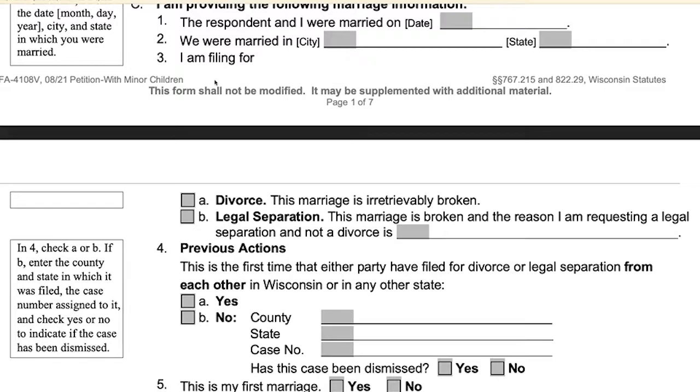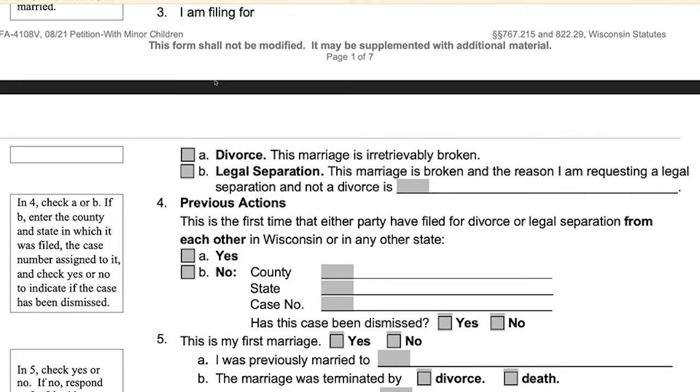And then, as we discussed earlier in the video, the court wants to know if you're filing for a divorce or a legal separation. And again, as we said, divorce and legal separation are two very different things. Wisconsin is a no-fault divorce state. And the reason you give for a divorce in Wisconsin is just this one: the marriage is irretrievably broken.